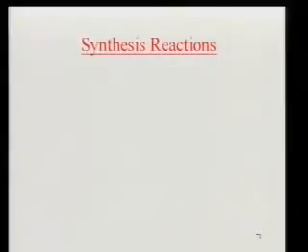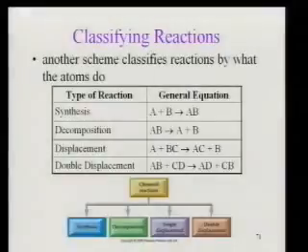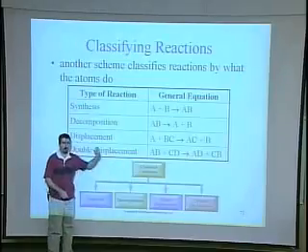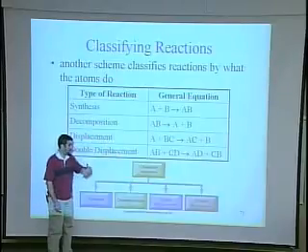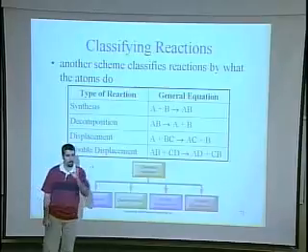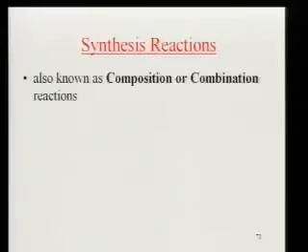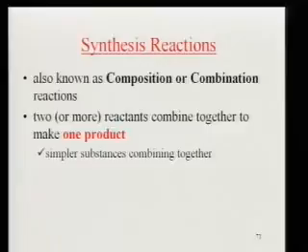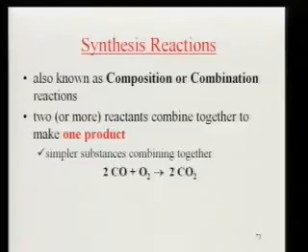So if we go back here, we have another flow chart. We can break down chemical reactions not only into the things that we talked about, but another way to look at it is synthesis, decomp, single displacement, double displacement. So be able to recognize that. Two or more reactants come together to form one product. We call that synthesis. So there's one.